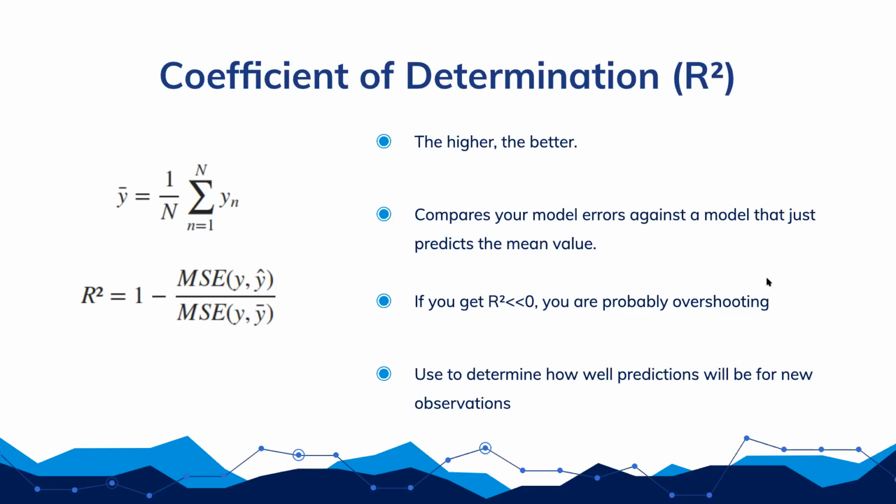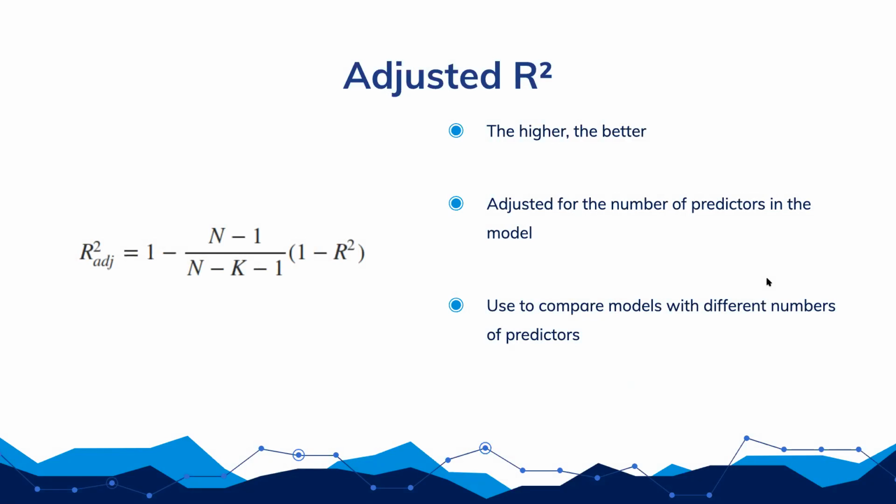And look, if the error of the predicted model is the same as the mean, this ratio will be 1, so your R squared will be 0, basically. So you have no quality in your prediction, and doing the mean value will be just as useful as developing that model. Adjusted R square.